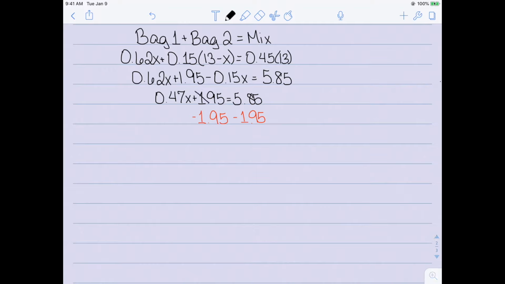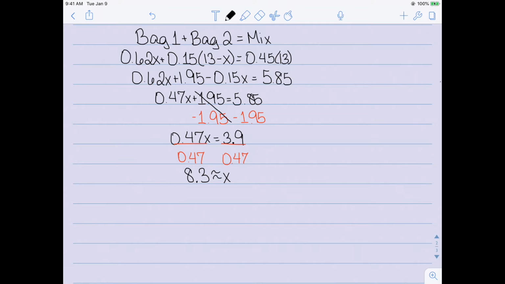We then subtract 1.95 from both sides. That then gives us 0.47x is equal to 3.9. We then divide both sides by 0.47. Rounding to one decimal place, we get 8.3 is X.